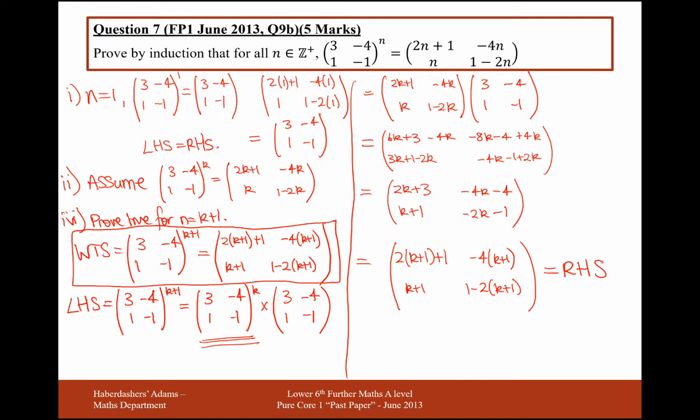But what you want to write down for part 4 is your conclusion, and it will basically say, given that we have shown true for n equals 1, assuming true for n equals k, we have proved our theorem true for n equals k plus 1. Therefore, by mathematical induction, for all values of n existing in the positive integers, that's really important, n existing in the positive integers, and then rewrite out your theorem. (3, -4; 1, -1) to the power of n equals (2n plus 1, minus 4n; n, 1 minus 2n). And there you are, 5 marks.